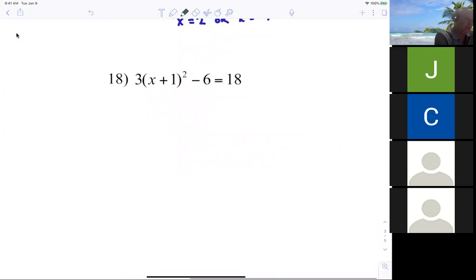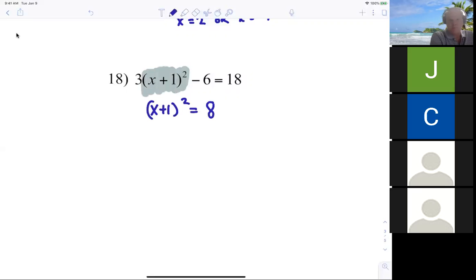So again, we're trying to isolate the x plus 1 squared. To do that, I have to add 6, and then I have to divide by 3. That's mental math. I want everybody to be able to do that. So on this one, we're going to do x plus 1 squared equals 8. Now's the time to speak up if you're not sure how I got x plus 1 squared equals 8. Nobody? All right, very good.